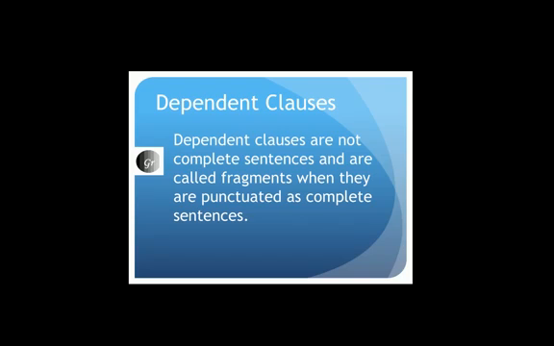Okay, dependent clauses are not complete sentences and are called fragments when they're punctuated as complete sentences.